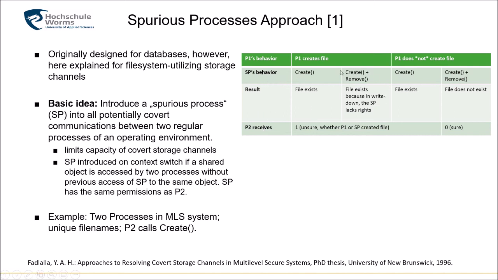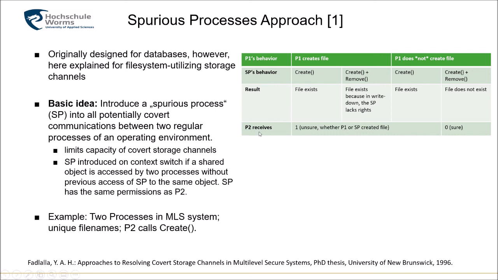So if the spurious process runs with the same permission as P2, then creating the file would not work here because first of all, the file was created by P1. And if the file is then removed, this would also not work because P2 has lower permissions than P1. P2 cannot delete files that P1 created. So in result, the file would still exist because in the write down, the spurious process lacks the rights to create the file.